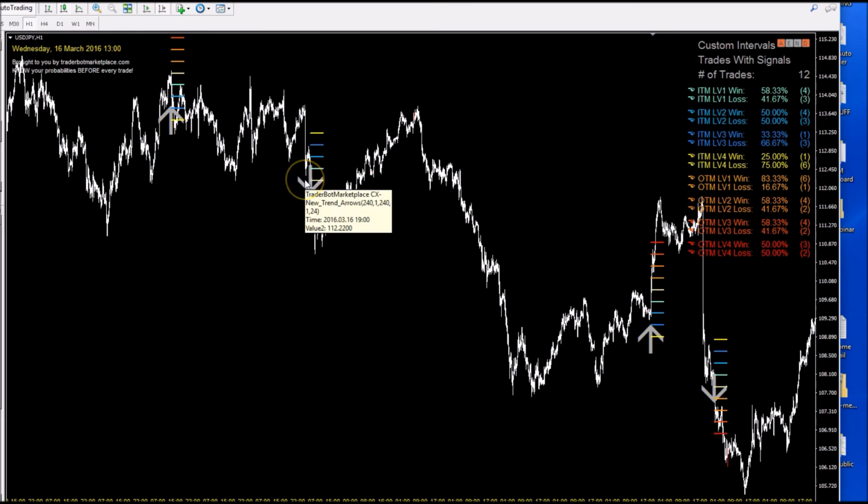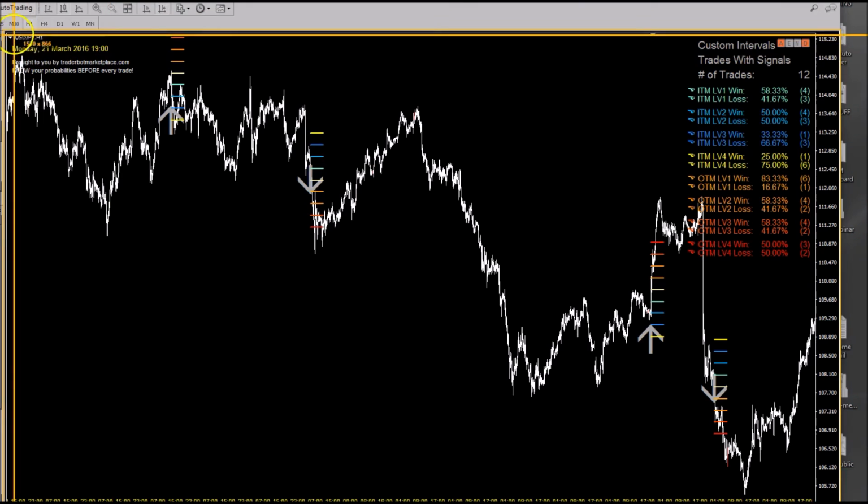Right here, another opposing arrow came out to tell you if you are not already out of this trade, you better, by gosh, close your trade because the trend has changed.